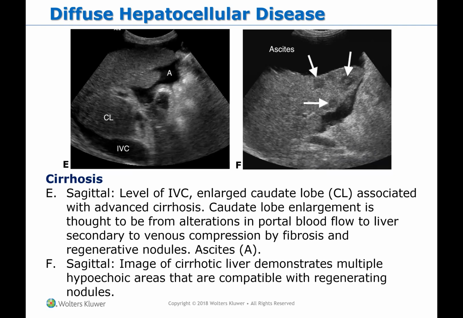The level of the IVC and a large caudate lobe are associated with advanced cirrhosis. Caudate lobe enlargement is thought to be from alterations in portal blood flow to the liver secondary to venous compression by fibrosis or regenerative nodules and ascites. And in F, you're seeing an image of a cirrhotic liver that demonstrates multiple hypoechoic areas that are compatible with regenerating nodules. And again, that's late stage.